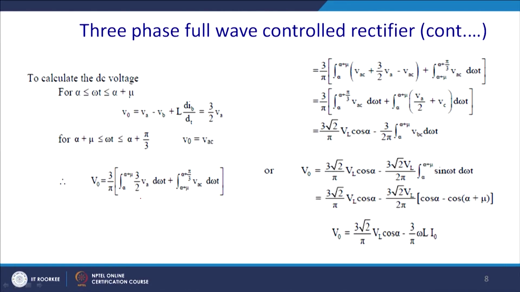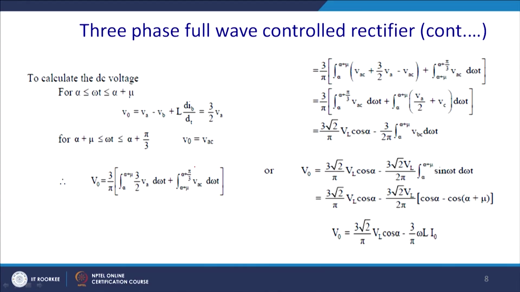So, what should be the expression of the voltage in this case? We shall write it down. Output voltage should be equal to 1 by pi, and since there are 3 such cycles, it will be multiplied by 3. It is the region from alpha to alpha plus mu, Va d omega, and then alpha plus mu to alpha plus pi by 3, you will get the line voltage AC.